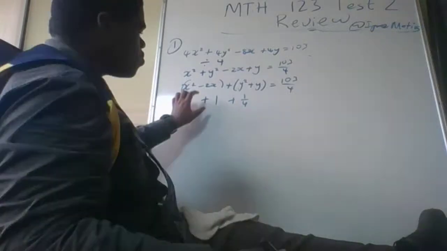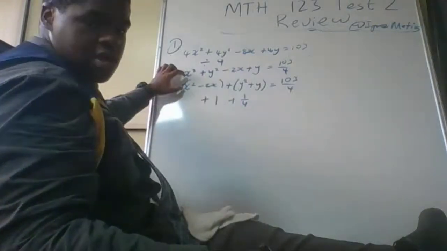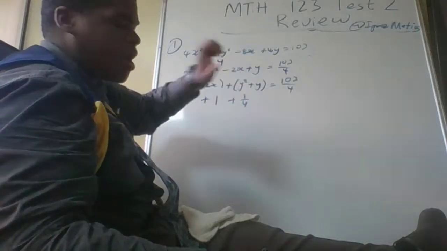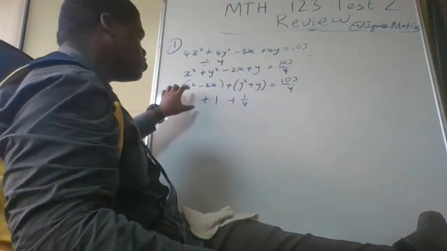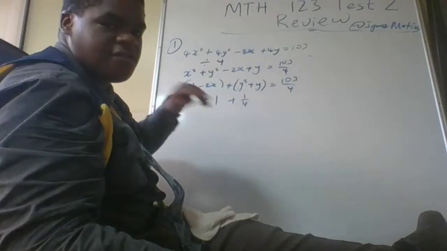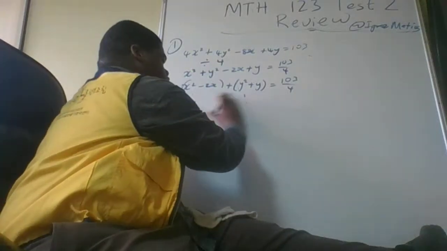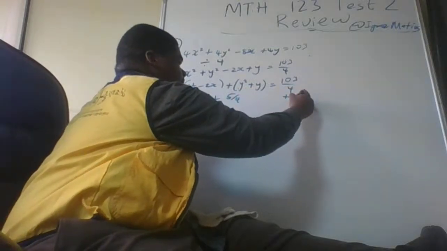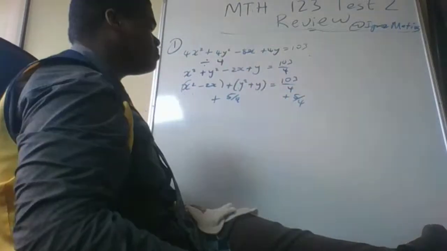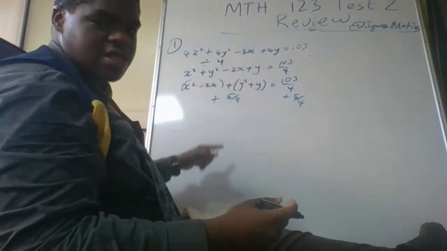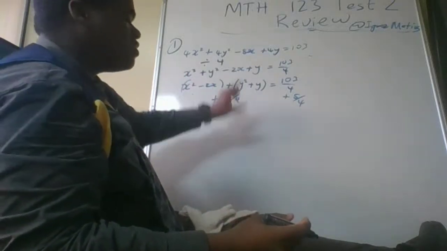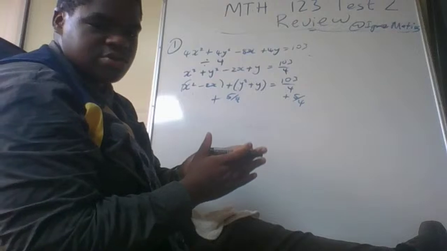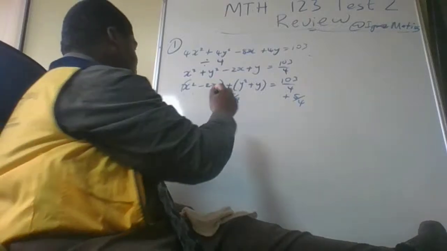We are adding this 1 because after we completed the square for x, and we're adding this 1 over 4 after we completed the square for y. So in total, we're going to add one whole number and 1 over 4, that's 5 over 4. So we're adding 5 over 4 to both sides, plus 5 over 4, plus 5 over 4. I believe that's understood. You're adding 1 because of the x terms, and you're adding 1 over 4 because of the y term. Instead of saying plus 1 over 4, just add them together, plus 5 over 4.